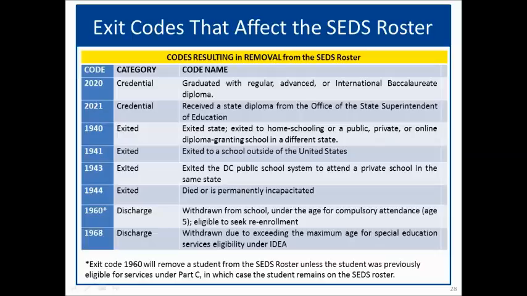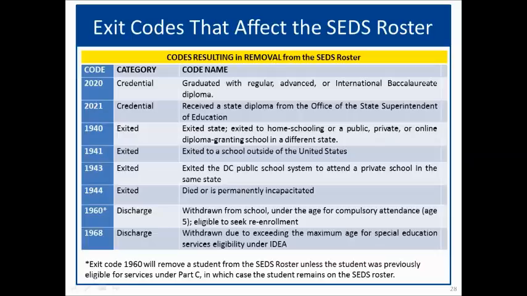Please note that for exit code 1960, which is one of the discharge codes for students who withdraw due to and they are under the age of compulsory attendance, so they're under age 5 and they're eligible to seek re-enrollment, the student will be removed from the SEDS roster unless that student was previously found eligible for services under Part C, the Early Childhood Special Education Program. And in that case, the student will remain on the SEDS roster.